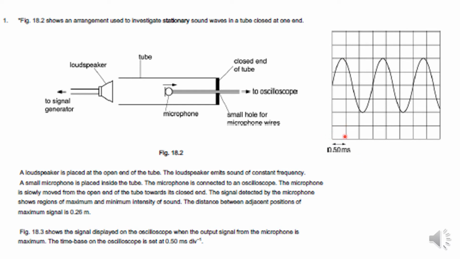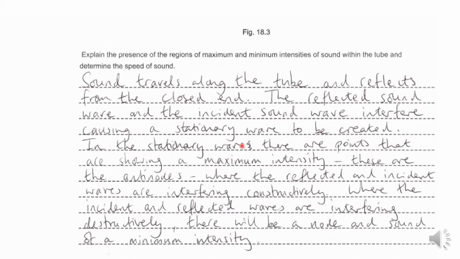And there's a scale here as well, so every horizontal square represents 0.5 milliseconds, so 0.5 times 10 to the minus 3 seconds. So you've got a complete wave, an up and a down, and that takes 1, 2, 3 squares, 3 divisions, so it's 3 lots of 0.5 milliseconds, 1.5 milliseconds. So the question is: explain why you get maximum and minimum intensities of sound within the tube, and then work out the speed of sound.